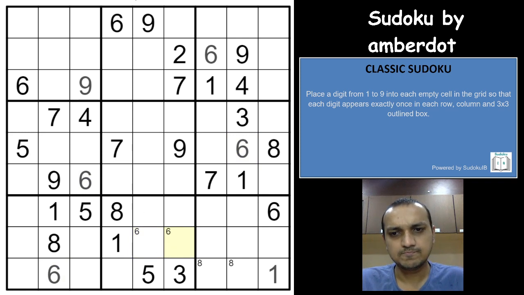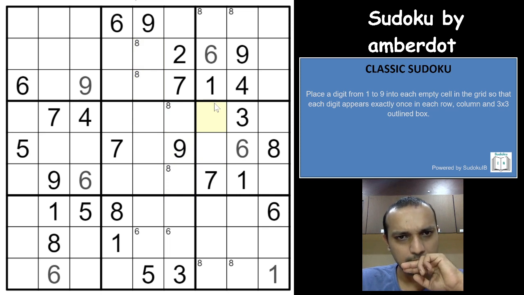Okay, eight would have to be in one of these 2 cells. That removes 8 from these two cells, so 8 would have to be here, and that gives you 8 in one of these 2 cells.